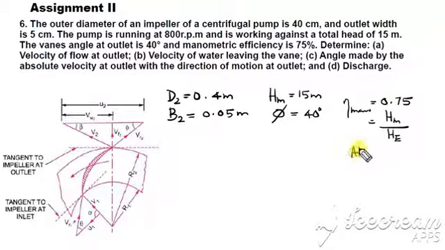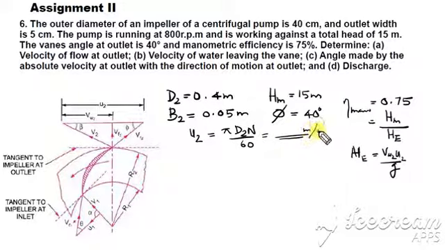So the Euler head is VW2 U2 divided by g, since the VW1 part is 0. So when you use this equation, before that you find U2 is equal to pi D2 N by 60, and here N in RPM is given as 800 RPM. So from D2 and N you get U2.